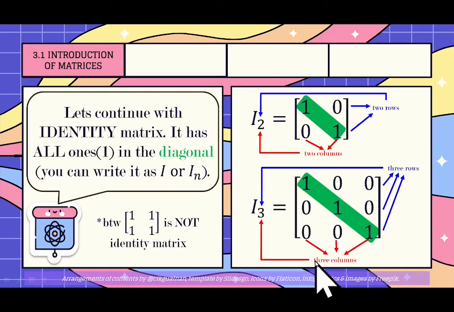So from these two examples, we cannot say that this matrix 1, 1, 1, 1 is an identity matrix, even though it has all ones inside it. An identity matrix must have ones in the diagonal. So you have to distinguish that.